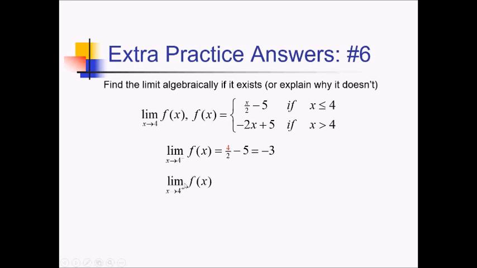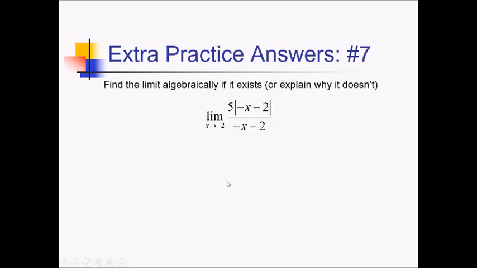Next, we take the right-sided limit of 4. That uses this greater than 4 rule. So we have negative 2 times 4 plus 5. That's negative 8 plus 5, which is also negative 3. Since the left and the right-sided limits agree, then the two-sided limit is going to be whatever they agreed on, which was negative 3.